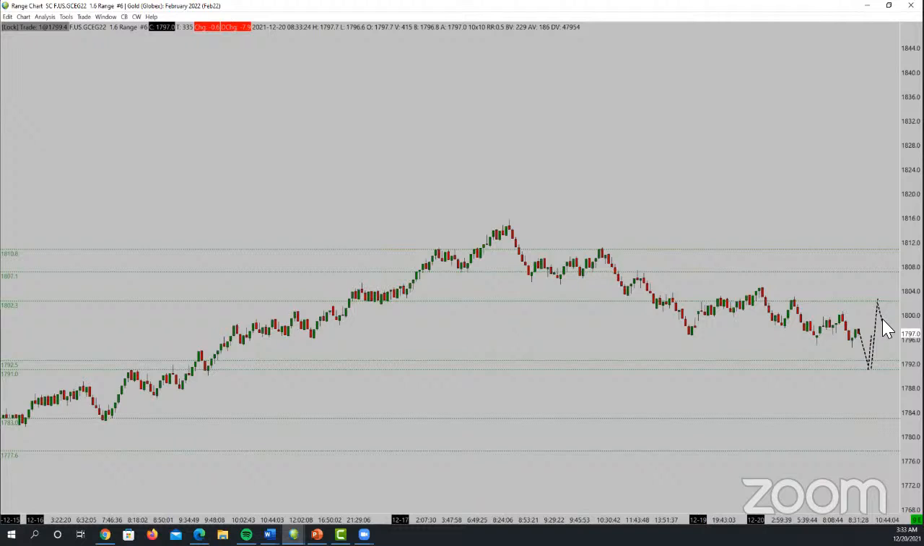If it comes back up to this 1802.3, this may be where I'm looking for a short. It may go into a range between 1791 and about 1802. So keep that in mind as well. If it collapses right below those 1791s, look out for 1783 as the next support, and then 1777.6 as the support below that as well for some long opportunities under there.